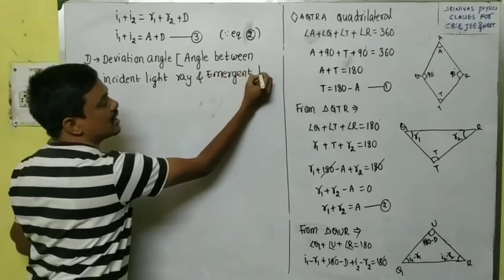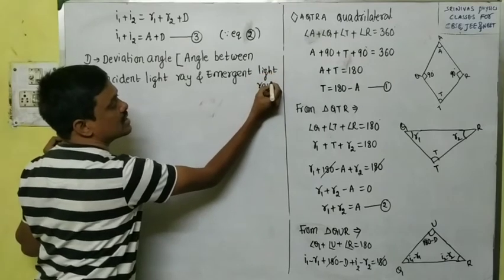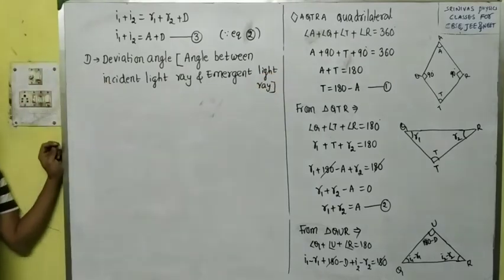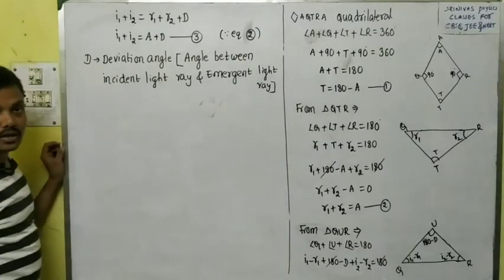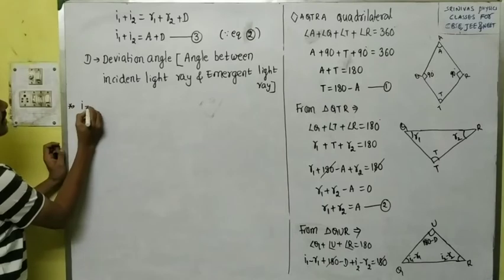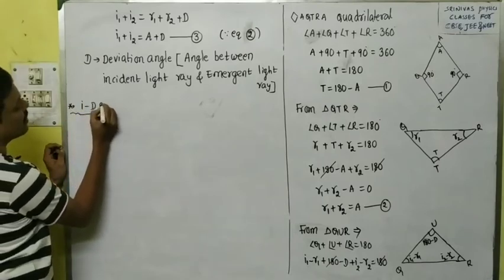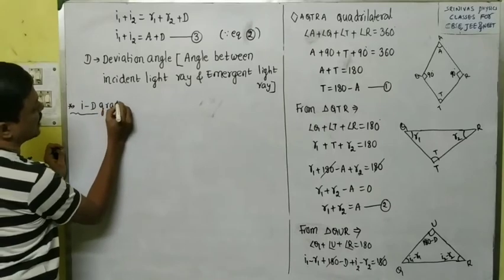The angle between the incident light ray and the emergent light ray is called the deviation angle. Now we have this. What do we have to do now? We have to draw the graph of angle of incidence versus deviation angle. I am going to draw it practically.